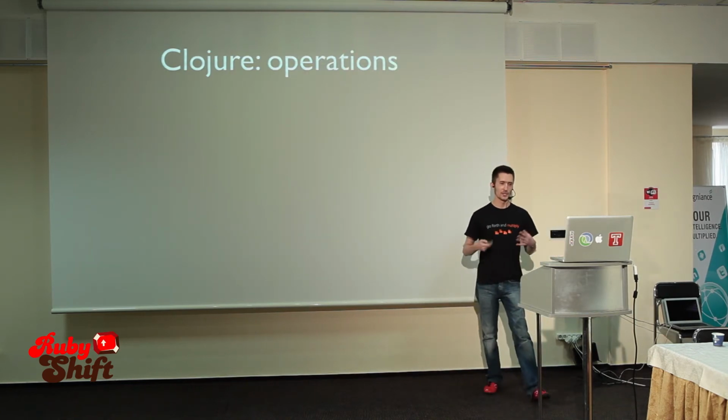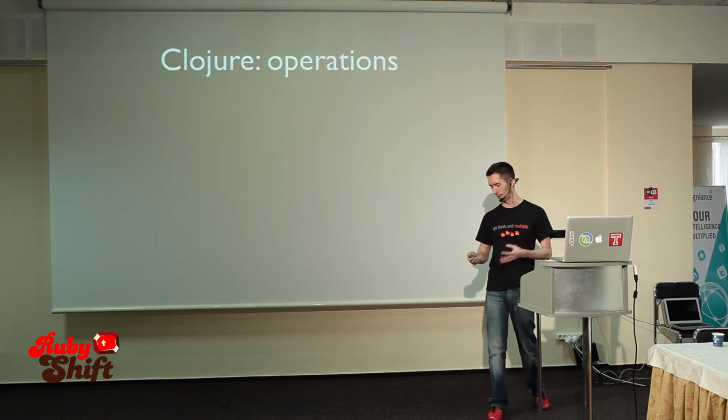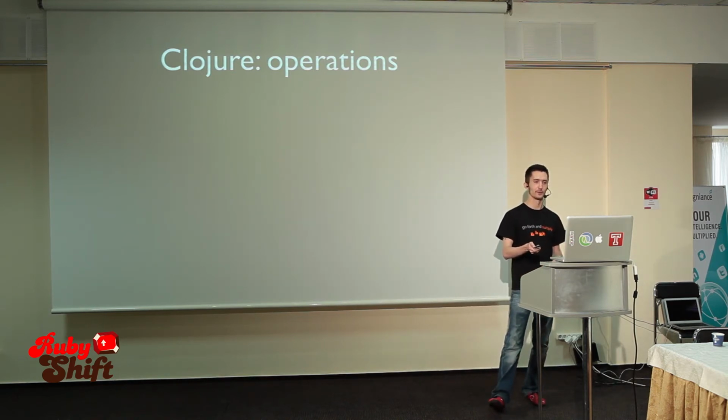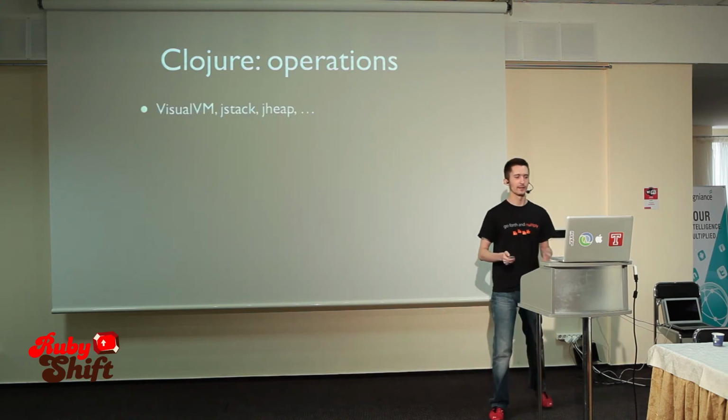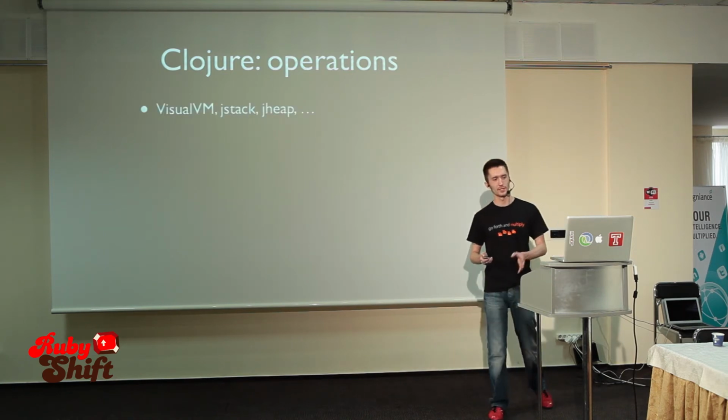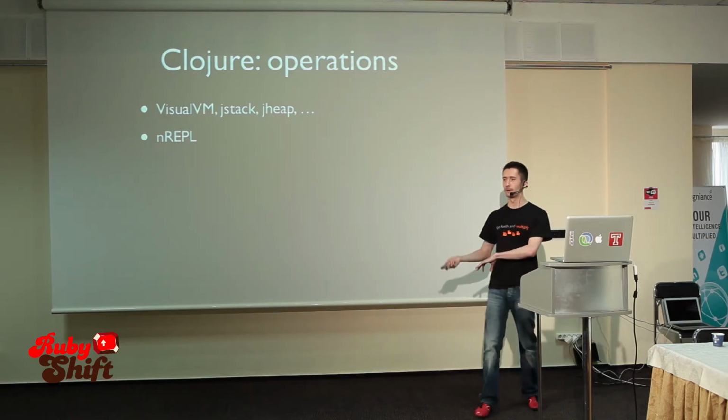So now our shiny Clojure app is deployed, and it's running. So what does the operations workflow look like? Again, the usual JVM story: Visual VM, JStack, JHeap. There's something called NREPL. N stands for network, which means it's like a remote IRB, if that makes sense to you. What that lets you do is run an NREPL on a different machine and submit code there for execution, inspect your environment, modify it.